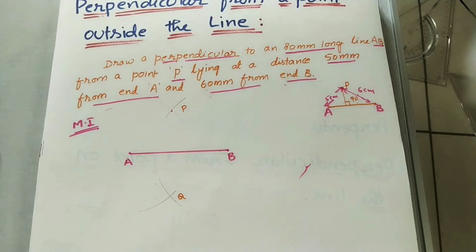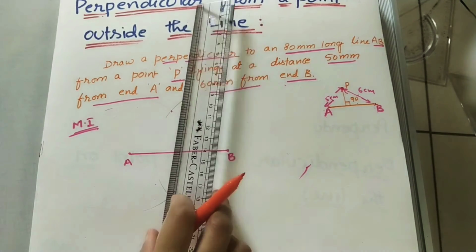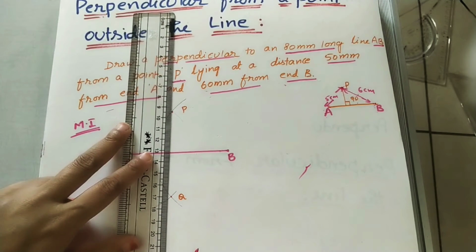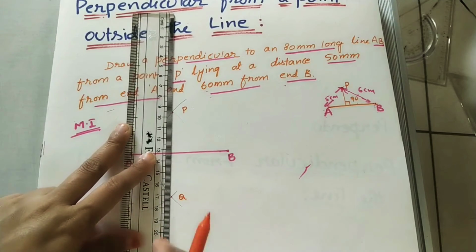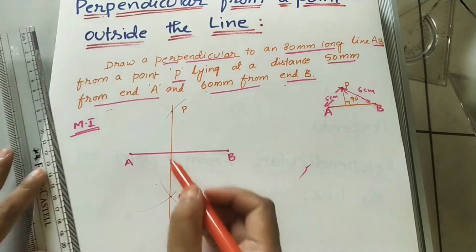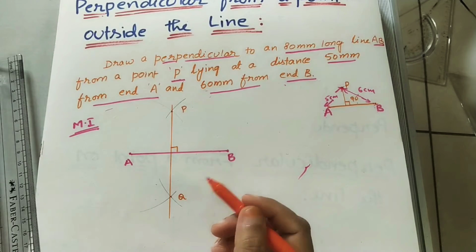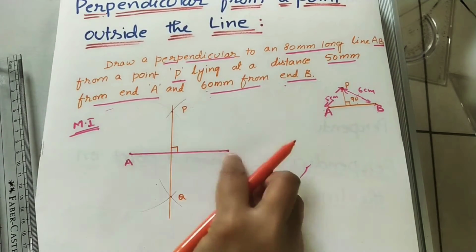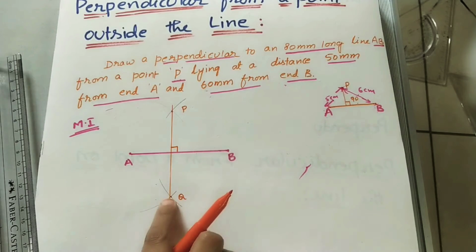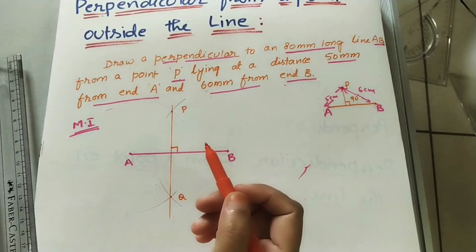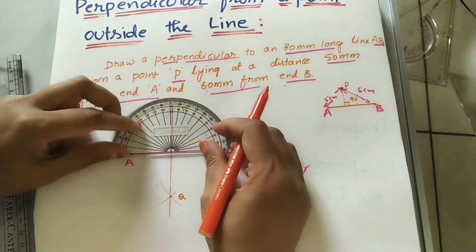Draw the line joining P and Q. This intersection point is Q. Join P and Q. So this line is the perpendicular line to AB. Whatever dimensions P has from A and B, take the same dimensions for Q also. Join P and Q. This line will give the 90 degrees line. Check whether it is 90 or not.